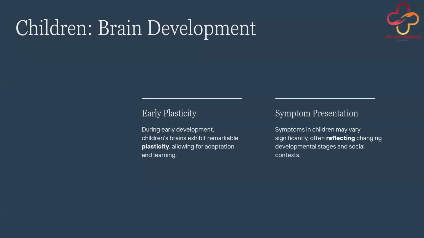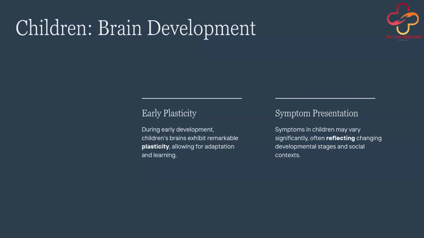Now, if we look into brain development at the childhood age, last session we were also discussing early intervention. In childhood, early plasticity is there. During early development, children's brains exhibit remarkable plasticity, allowing for adaptation and learning. What is brain plasticity? The brain adapts to new things very fast. If we give children inputs on the basis of their experiences and their environment, they create new patterns. They learn and the brain develops on the basis of that.